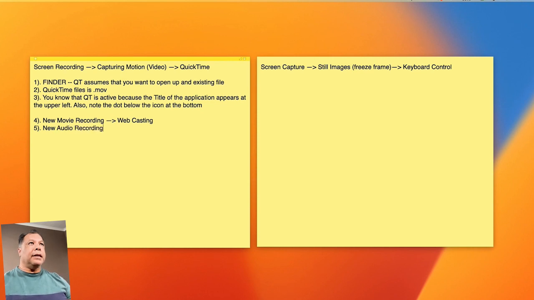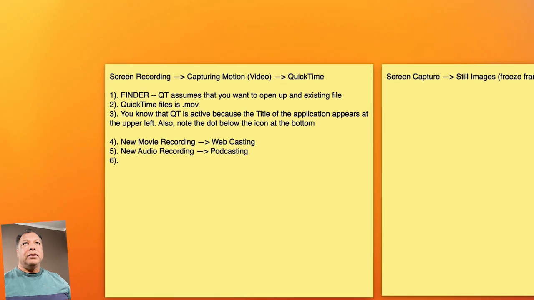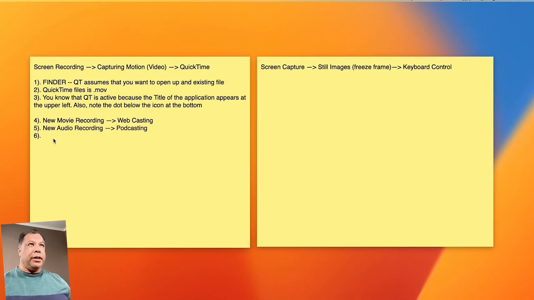New audio recording is like podcasting. In other words, it just records your voice and not your image. And then the third one, number 6 here, let me go ahead and click it. That thing's going to pop up again. Okay, there it is. Then you go to File, and then you go to New Screen Recording, and that's what we're doing right here. New screen recording is actually screen capturing, and that's what we're doing right now.